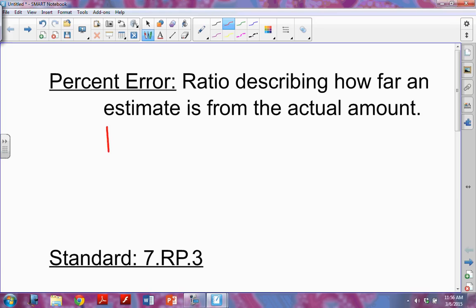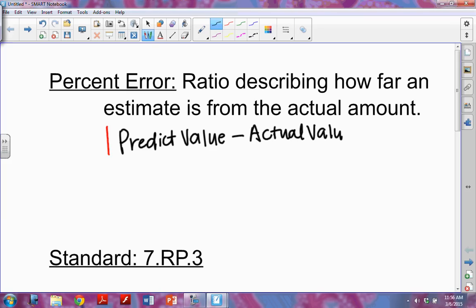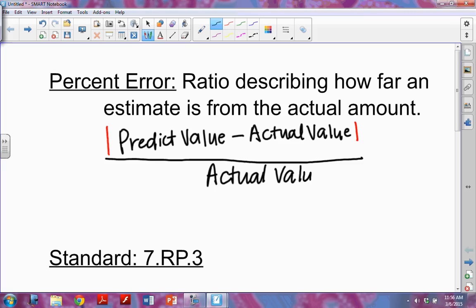So it's going to be the absolute value of the predicted value minus the actual value. Don't forget your absolute value marks. So it's the absolute value of the predicted minus the actual, divided by the actual amount. And then all of this is multiplied by 100.